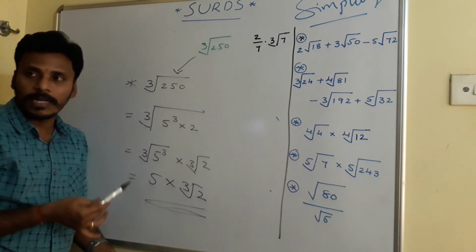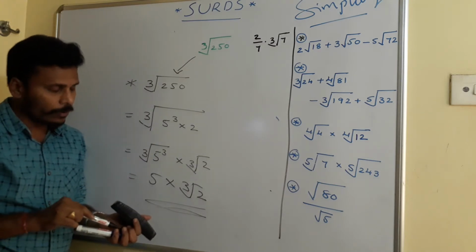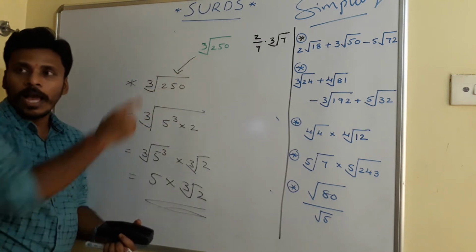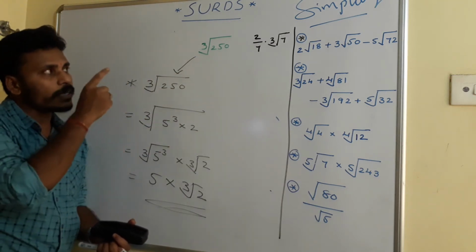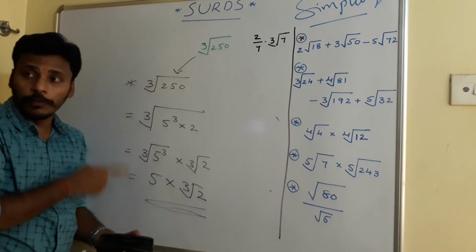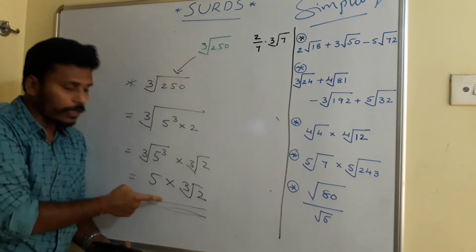Right? Nothing is complicated here. You just need to go with the usual simplification. Then after this cube root of 250, I have one more problem here: 2/7 into cube root of 7. Here for this cube root of 250, I converted a surd in pure form to the mixed form.